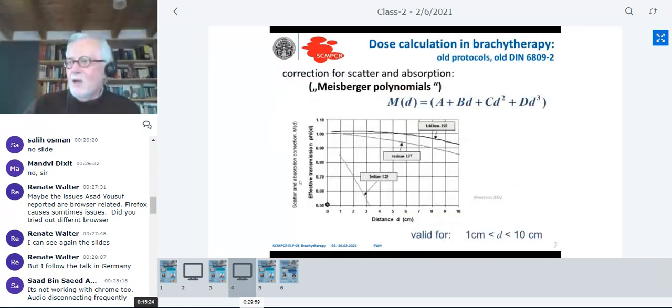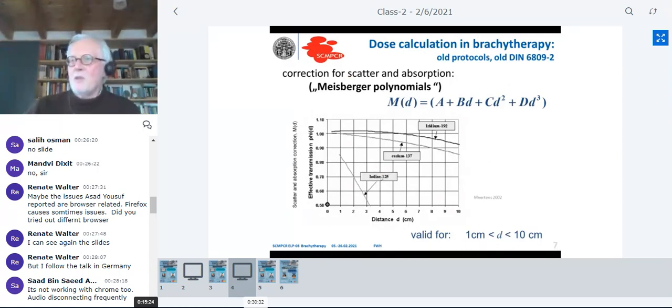Maybe some short explanations. This is what the Meisberger polynomials look like. They're very flat, but you must not forget that this is additionally multiplied with the inverse square law. So the dose decrease is very steep, but this here is only the correction that you need to additionally put on top of the inverse square law. And these were defined as a polynomial of the distance d. So they look like this. That's why they call them polynomials.